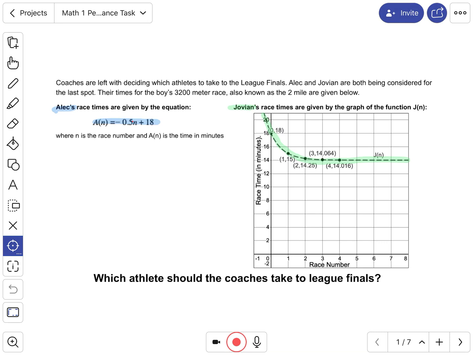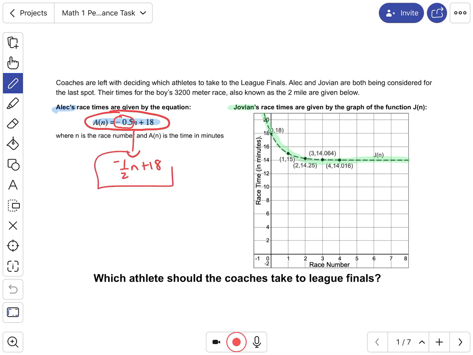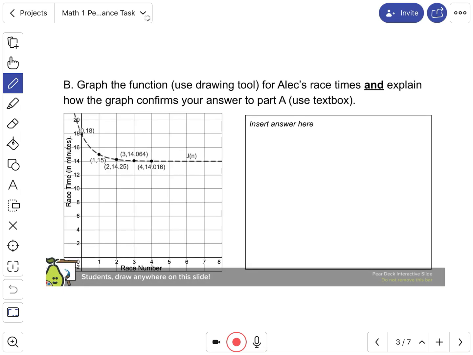Okay, so in order to graph it, you have to basically look at this here. If you're graphing it by hand, something that might come in handy is turning this into a fraction. So 0.5 as a fraction is 1/2, and because it's negative, we're going to put a negative there. And so you could put negative 1/2 n plus 18. So if you graph this, on this paper here, or on this screen, you'll be able to write directly on it. You could draw on it.